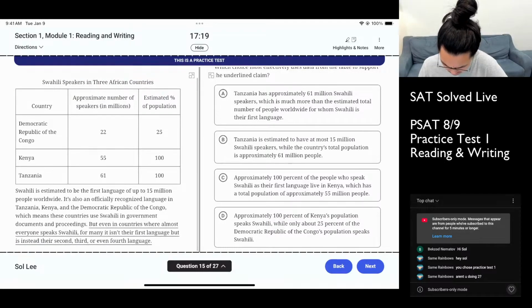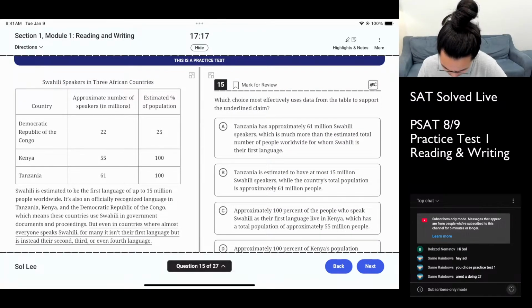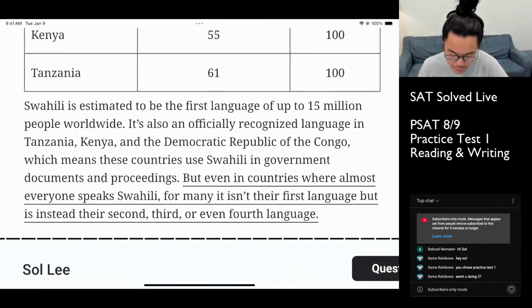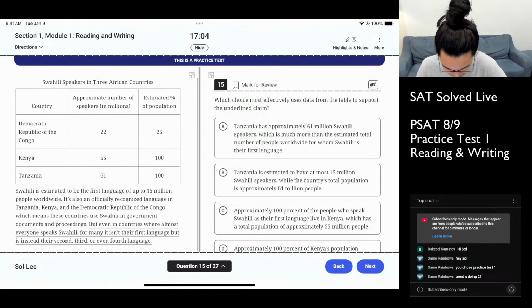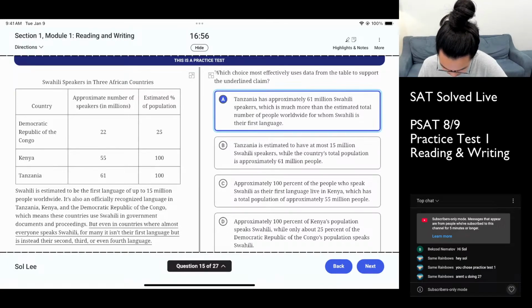What the? Evidence from the table? I can't even predict that. There's no evidence from the table for this. First language of 15 million people. Got it. All right. 15 million people. So, right. Kenya and Tanzania both have more than 15 million. Okay, so Tanzania.